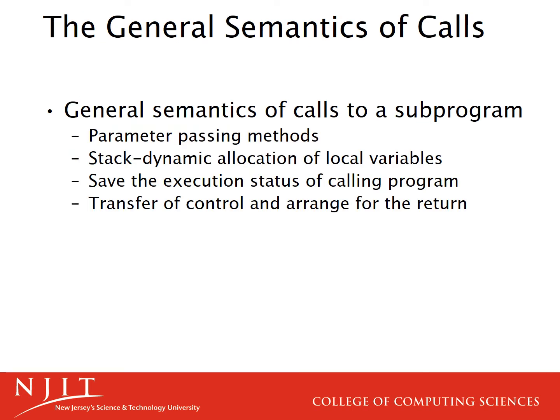How do I call a function? I have to pass parameters into the function. I have to let the function allocate its local variables on the stack. I have to save the execution status of the calling program, because remember, when I call a function, I stop. And so I have to know where to pick up when I left off. So calling a function means: set up, pass parameters in, set the function up so that it has all its variables, save your execution state so you know where to pick up when you left off, and then transfer control to the function.